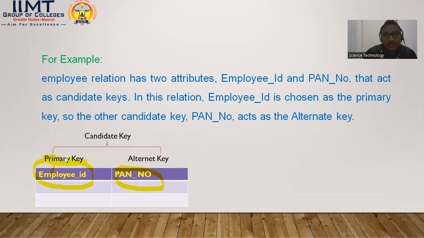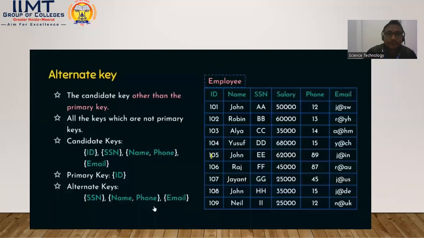एक हमने select किया primary, तो second one is called the alternate key. Both are also called candidate keys. But when we select the primary key, the remaining is the alternate key or candidate key. Okay, this is the example, the candidate key other than the primary key.